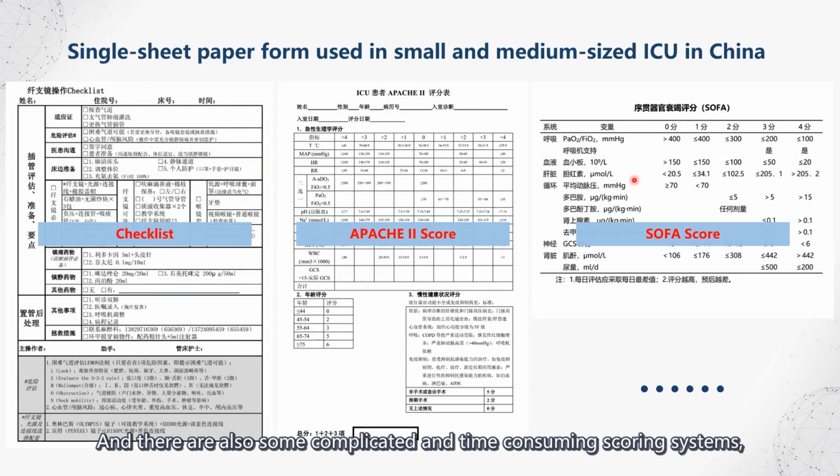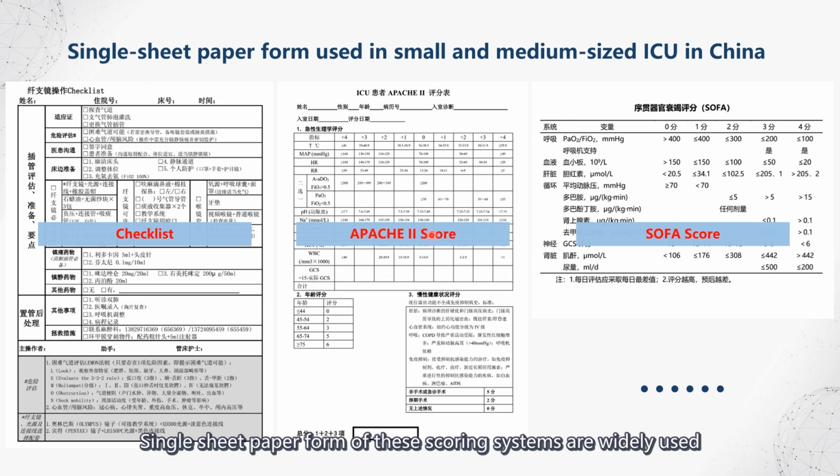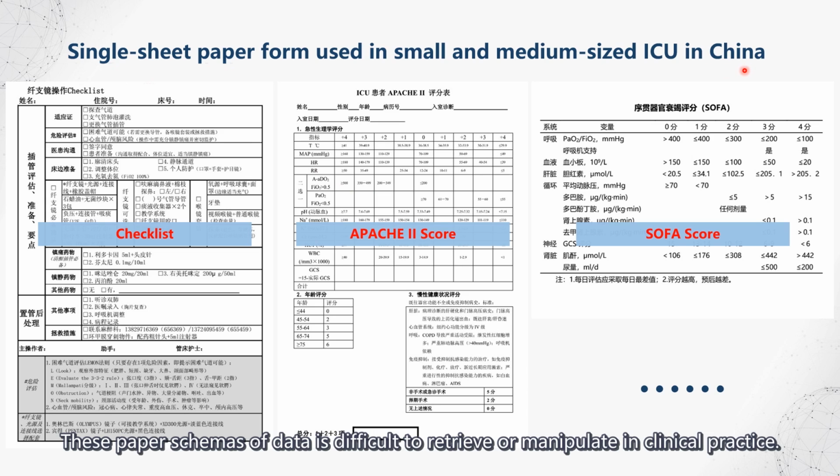And there are also some complicated and time-consuming scoring systems, such as the APACHE II score, SOFA score, etc. Single-sheet paper forms of this scoring system are widely used in small and medium-sized ICUs in China, owing to a shortage of funds. These paper schemas of data are difficult to retrieve or manipulate in clinical practice.